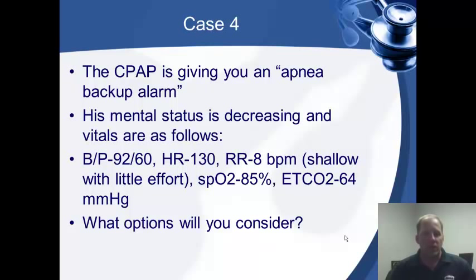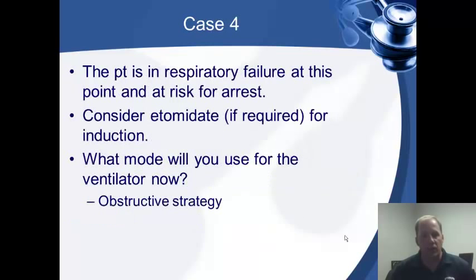If his mental status is decreasing, we're obviously going to have to recheck things and look at his vital signs and consider another strategy. His pressure is 92 over 60. I got a heart rate of 130 and respiratory rate is 8 breaths a minute and shallow with little effort. Obviously, he's getting tired and giving up. His SATs are 85%. End-tidal CO2 of 64, a lot higher than we would like it to be. So what options are you going to consider?